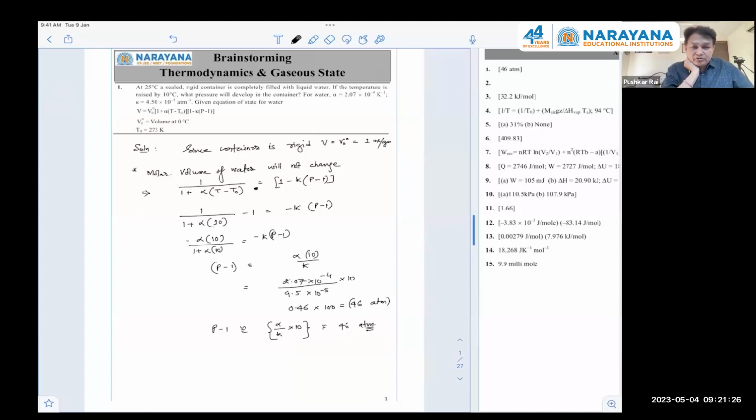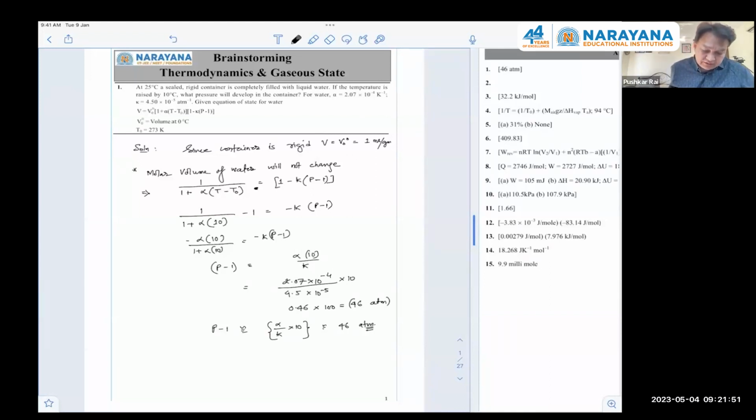So I have calculated it. You just try it. Just write the kernel of this. Okay, understood? Take a snapshot of this and try it. It is approximately 46 ATM.